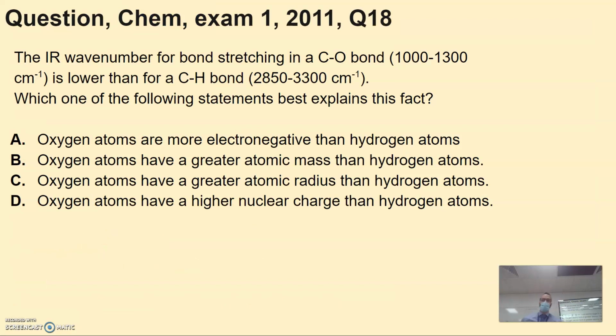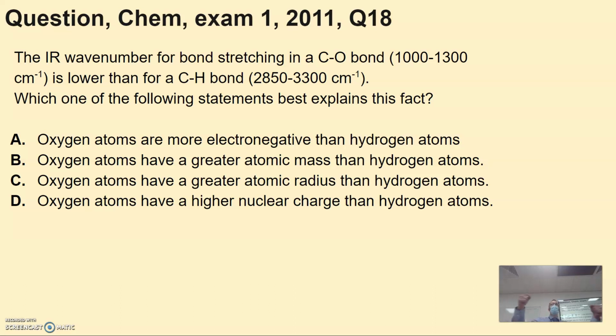Okay, chem exam question. The IR wave number for bond stretching for C to O is lower than C to H. Which of the following best explains this fact? Oxygen atoms are more electronegative than hydrogen. Oxygen atoms have greater atomic mass than hydrogen. Oxygen atoms have a greater atomic radius or a higher nuclear charge. Who wants to have a guess? Have a guess? Who says C? You say C? It's not going to be radius.